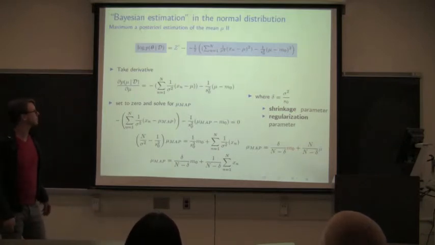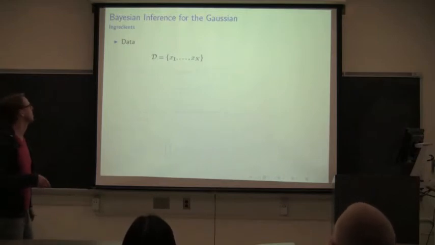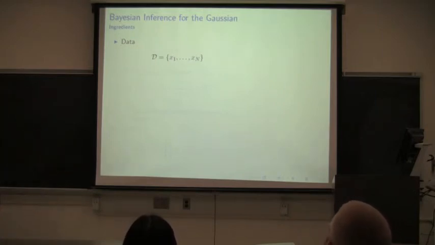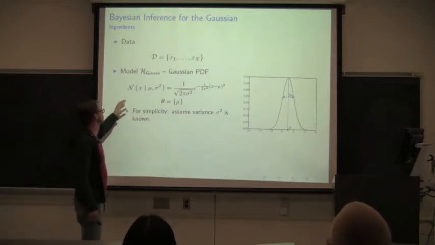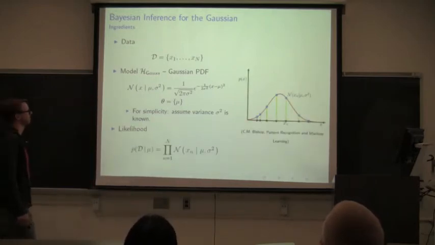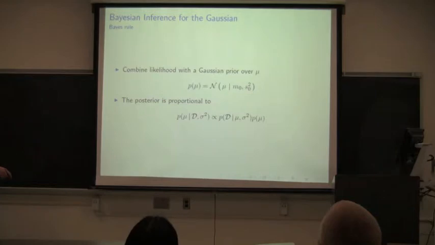Okay, that was Bayesian estimation, which is maximum likelihood estimation. Now we come to full Bayesian inference. As I said, in reality, we want to estimate the whole posterior distribution. Again, we have our data. We write down our model, which is, again, this normal distribution and the likelihood, same as before, and combine it with, again, the same prior. Now, the posterior is proportional to this.